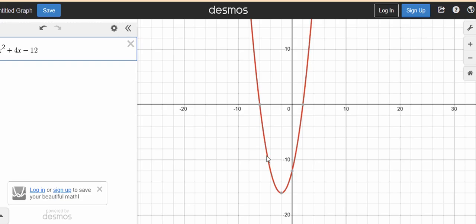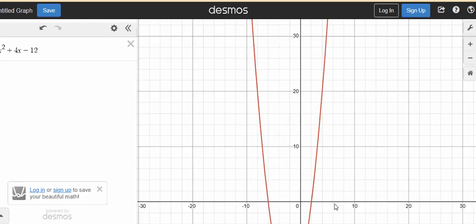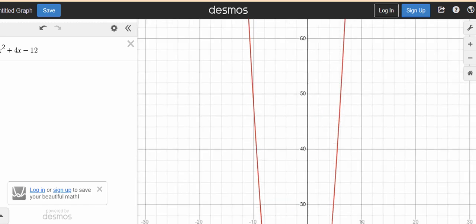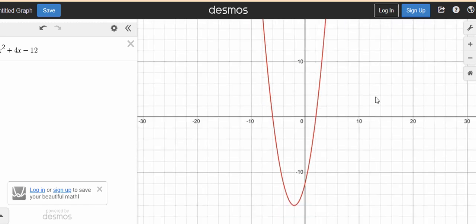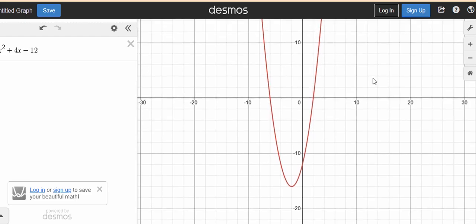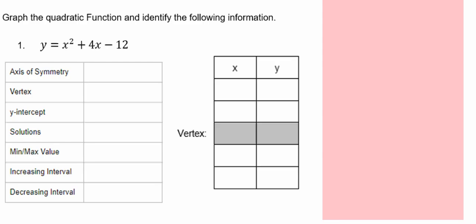So the vertex is either going to be the very lowest point or the very highest point. Now let's check. Can we find the very highest point? No, it's going to go on and on forever, right? So a quadratic's either going to have a min or a max, and this one has a min. The very lowest point is the min, and we could just hover over it, and it will say, there it is, -2, -16. That's our vertex. So let's go over to our paper, and let's go ahead and write -2, -16.